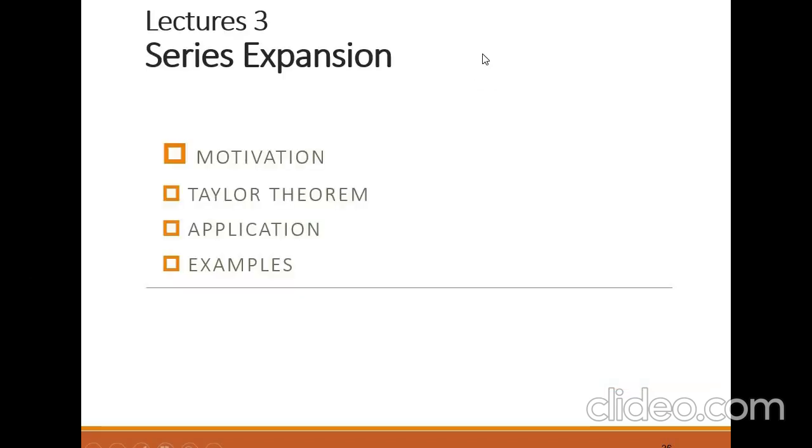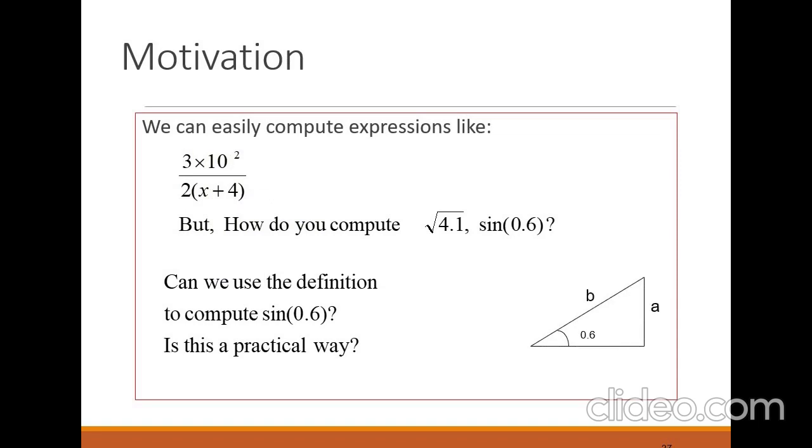So today, which is lecture 3, we want to look at series expansions. So what is a series expansion? Let's motivate this. If you use your calculator, you can solve the expression 3 times 10 squared over 2x plus 4. You can solve that one.